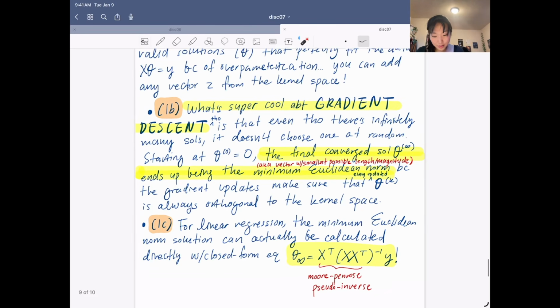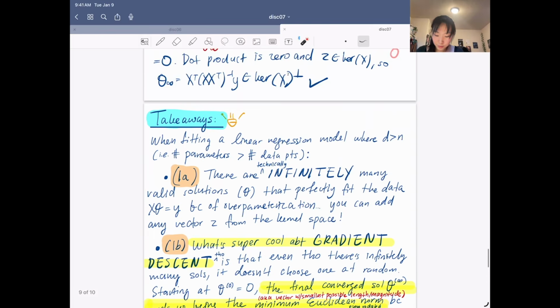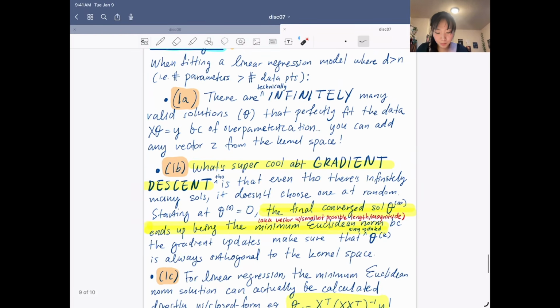Okay, and so that concludes all of problem 1 in discussion 7. Hopefully that showed you some pretty cool insights on gradient descent. And now we're going to move on to question 2, which is about ROC curves.